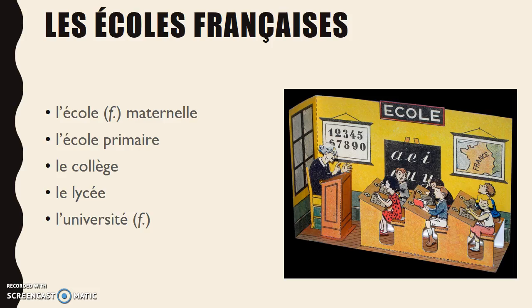Les écoles sont l'école maternelle, l'école primaire, le collège, le lycée, et l'université. So, here we have in order the schools that you would attend if you were a student in France. So, starting with l'école maternelle, preschool, moving to l'école primaire, elementary school.